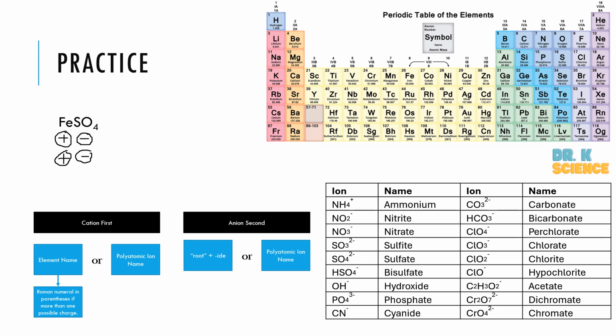Now that's important that there's only 1 iron. If there were multiple iron, we would need to account for the multiple iron in this charge right here. But the FeSO4, that is neutral, so let's figure out the name of this. Now we know the Fe is iron. We have iron, 2, because that's the charge, and then sulfate. And so it's iron 2 sulfate.